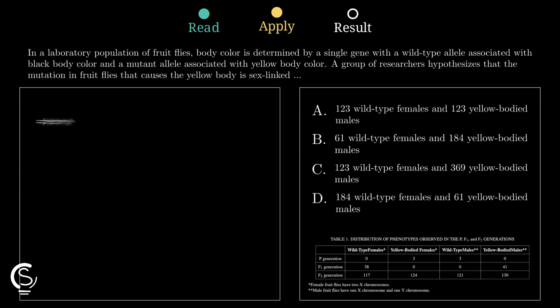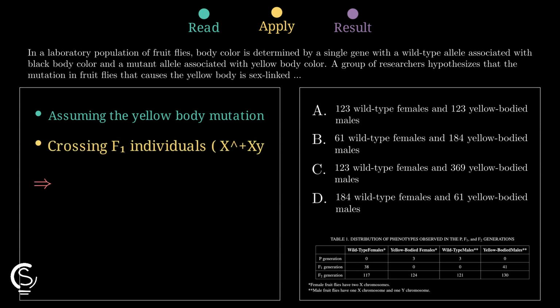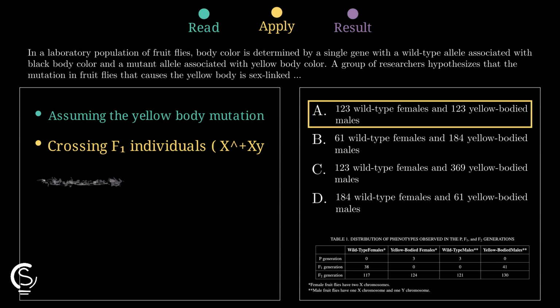Now cross those F1 flies. The female is X⁺Xʸ and the male is XʸY, which produces 4 equally likely F2 groups, each taking 1/4. From those 4 groups, wild-type females are 1/4 and yellow-bodied males are also 1/4, so each expected count is 1/4 of 492.